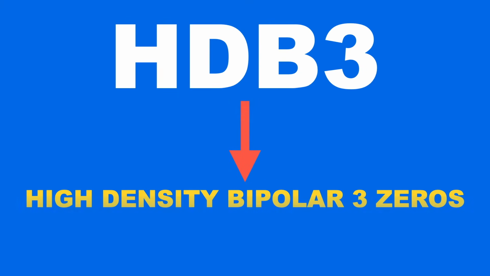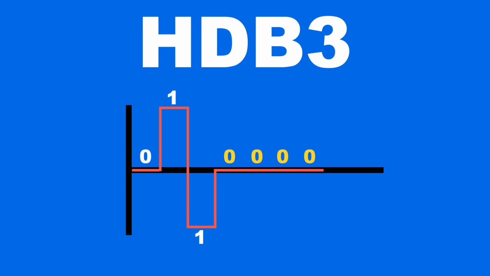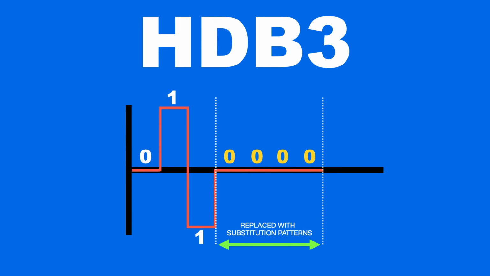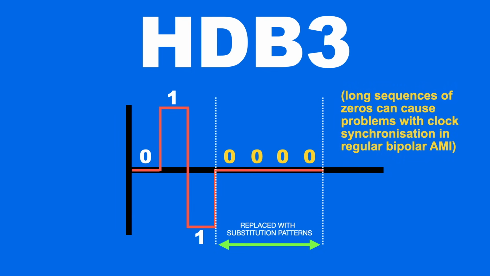HDB3, or high-density bipolar 3 zeros, is a line coding scheme that is based on bipolar AMI, so I would recommend learning about it first before watching this. So basically, HDB3 works just like regular bipolar AMI, but it also utilizes substitution patterns to replace sequences of 4 zeros to ensure clock synchronization.